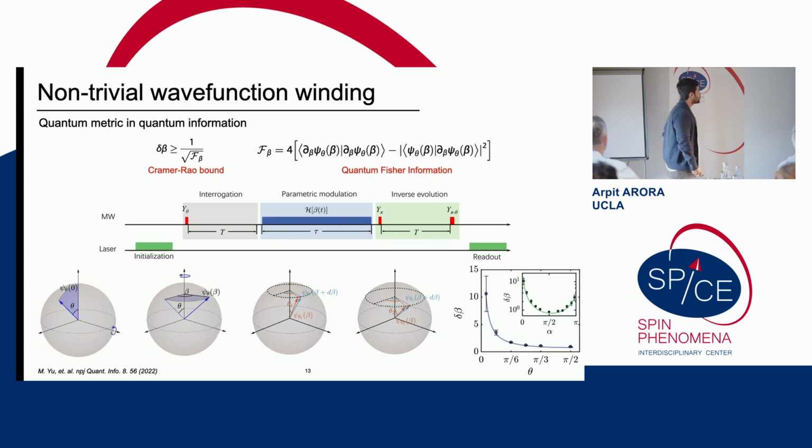Again, starting with quantum information first, the role of non-trivial wave functions or quantum geometry in general is very straightforward. It comes from the quantum metric, which goes into the quantum Fisher information. Quantum Fisher information gives us the Cramer-Rao bound, which tells us how distinguishable the quantum states are upon measurement. And it's been verified very well.